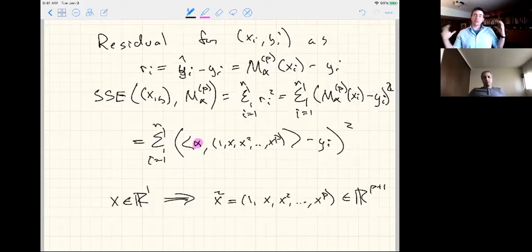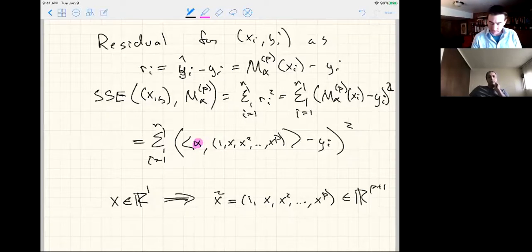And now it looks exactly like I had multiple explanatory variables before. It looks exactly like you have multiple explanatory variables, even though you start with only one. And then it looks like a linear model on top of those, because I'm just multiplying the coefficients with the dot product the same way as before, so it has the same solution. The solution is going to be exactly the same.